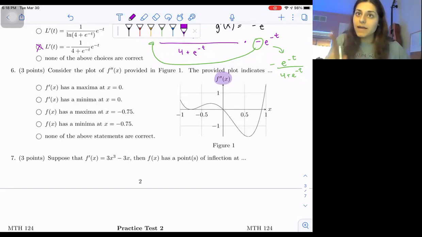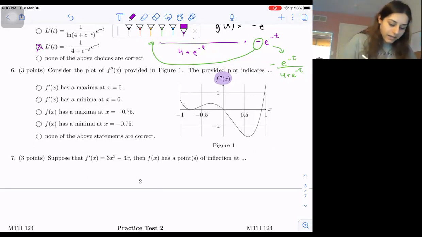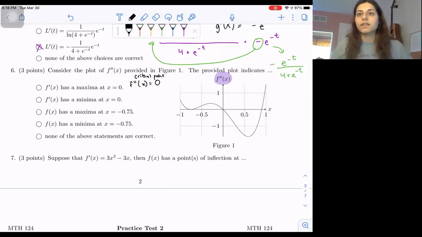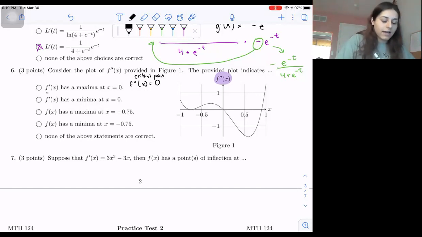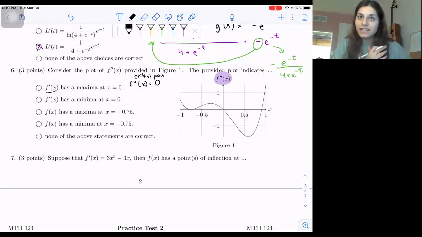If the first derivative has a maxima, we can think of a maxima as a critical point, right? And we know we have a critical point when the derivative equals 0. So this is telling us that at x equals 0, the second derivative should equal 0, because that would be our critical point. Okay, so you're like, what the heck, second derivative equals 0? That's our inflection points, not critical points. Well, you have to think that our original function in this example is actually the first derivative.